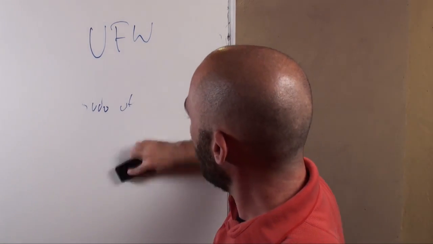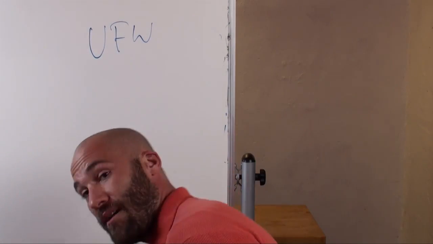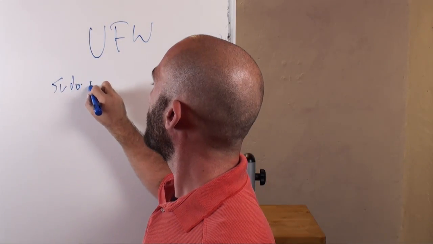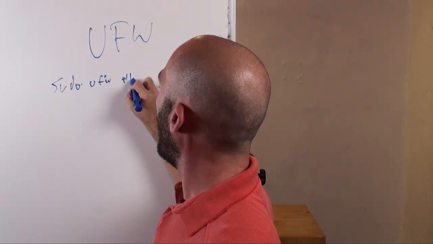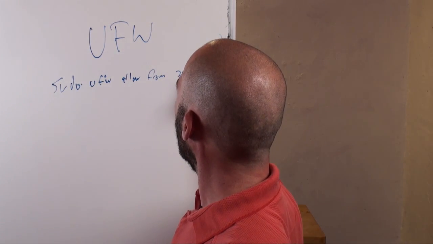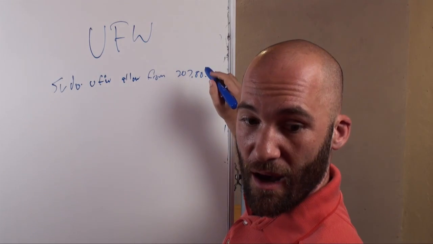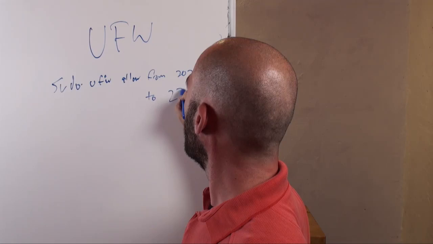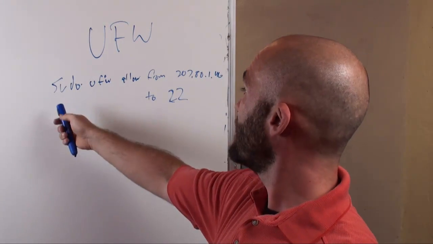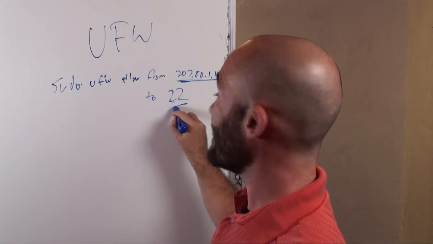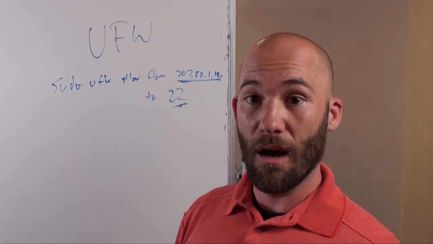Then, if you want to tighten that down, you can say from whatever specific IP address to a specific port number. So again, you'd say sudo ufw allow, let's say from 207.88.1.40 to, and then let's say port 22. I think 22 is SSH. So basically what this would say is people coming from this particular IP address are allowed to go to this particular port. Makes life easier.